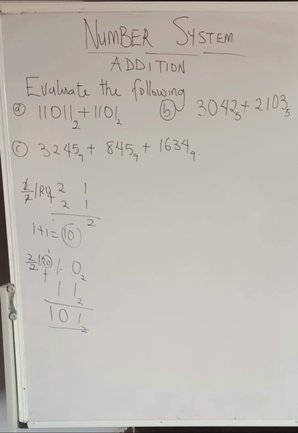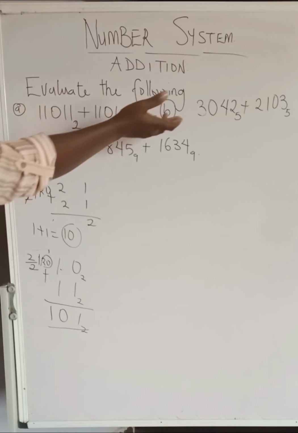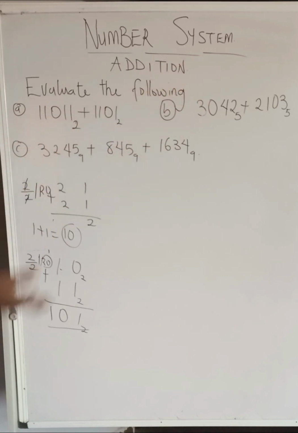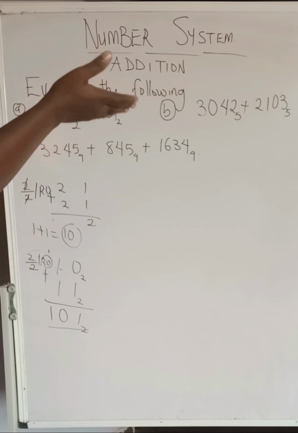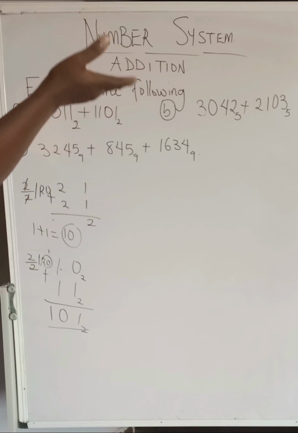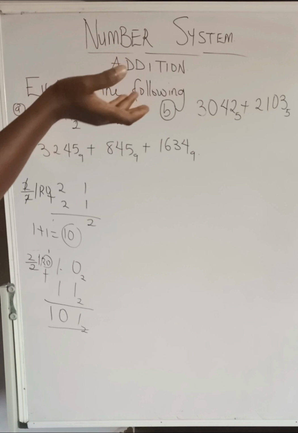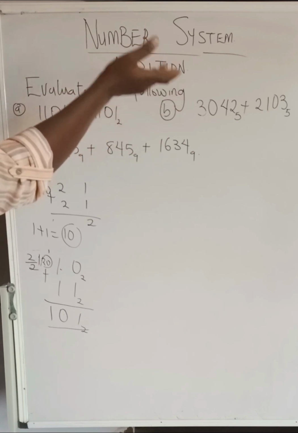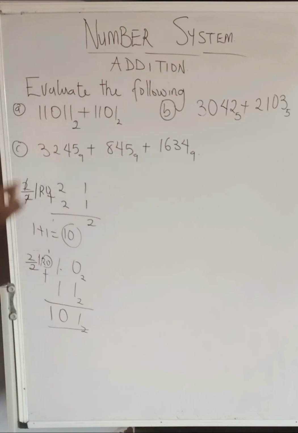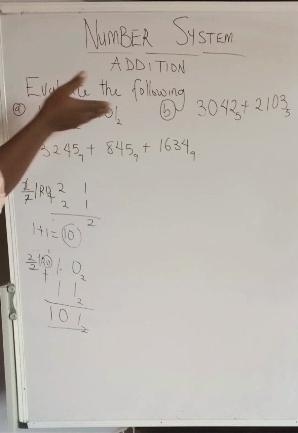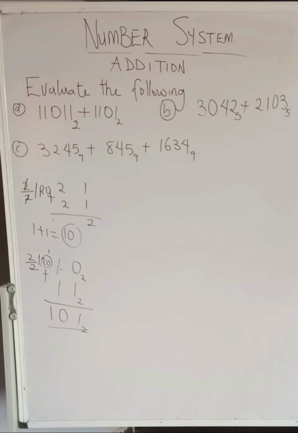Same goes for other bases, like the examples we have now in base 5. If you look closely, there is no number that is equal to 5 or above 5. You can't find any 6, 7, 8, or 9 there. Why? Because we are dealing with numbers in base 5. Check here too. In base 9, there is no number that is equal to 9. All numbers here are less than 9. So that is the rule. So we are going to be solving these examples for further understanding.